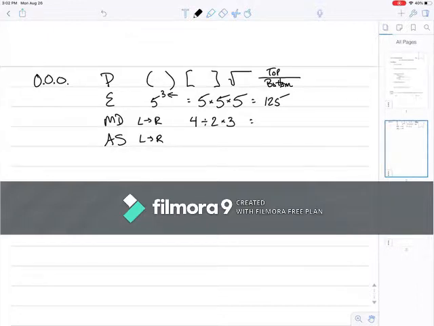In this example, you would have to divide first, because we have to run our order from left to right. So from left to right, the first thing we do is 4 divided by 2. 4 divided by 2 is 2, and 2 times 3 is 6. So the correct answer to this problem, the way it's written, is 6.